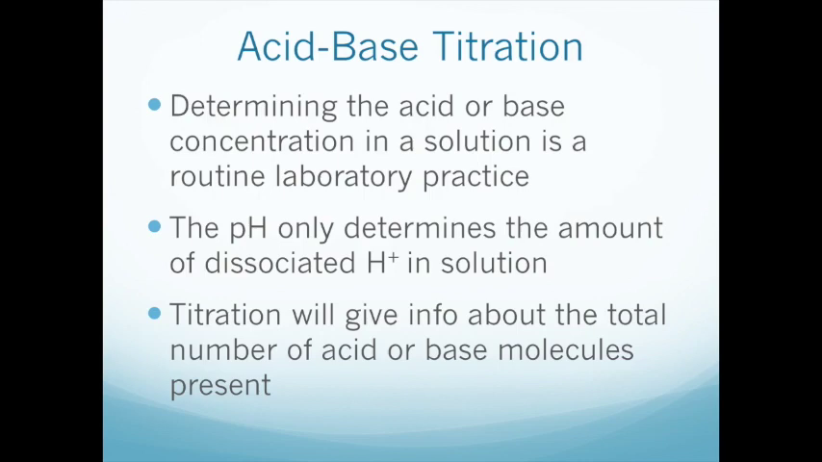So the neutralization of acids and bases can be used to determine acid or base concentration in an unknown solution in a process called titration, which is a fairly routine laboratory practice. pH only determines the amount of dissociated H+ in the solution. It will not give you the concentration of the other ions necessarily. Titration gives you the info about the total number of acid or base molecules present.